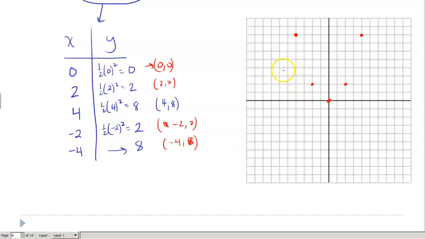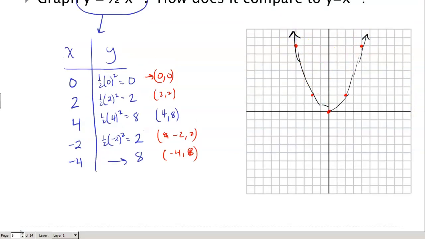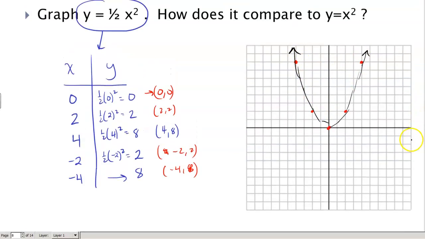Once we have enough points and we know what the parabola is generally going to look like, we can sketch it. So we just sketch this in here, fill it in, and draw some arrows on it. And you might notice the problem also says, how does it compare to y equals x squared? So remember, this is like the parent function. This is the most basic function we can have.